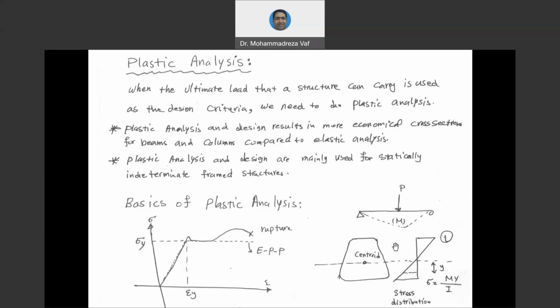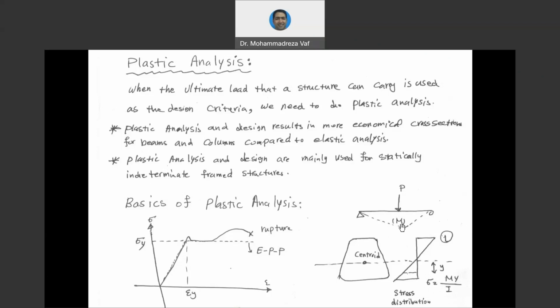And this stress in the cross-section can be related to the bending moment through the equation that all of you know. Sigma, which is the stress, equals the bending moment multiplied by y, divided by I. Y is the height at which you are calculating the stress, and I is the moment of inertia of your cross-section. So this equation is valid as long as you are inside the elastic region.